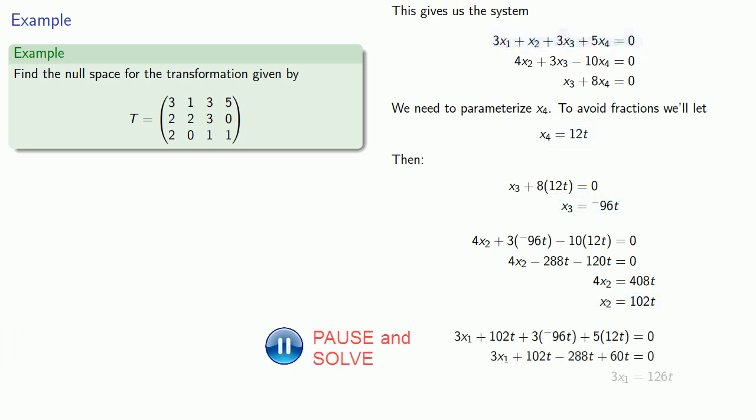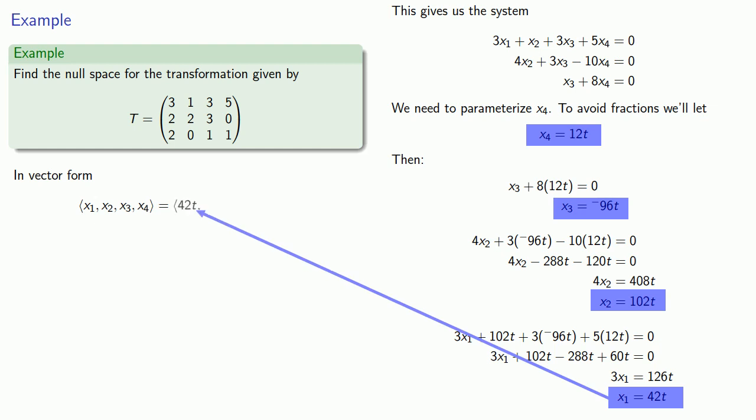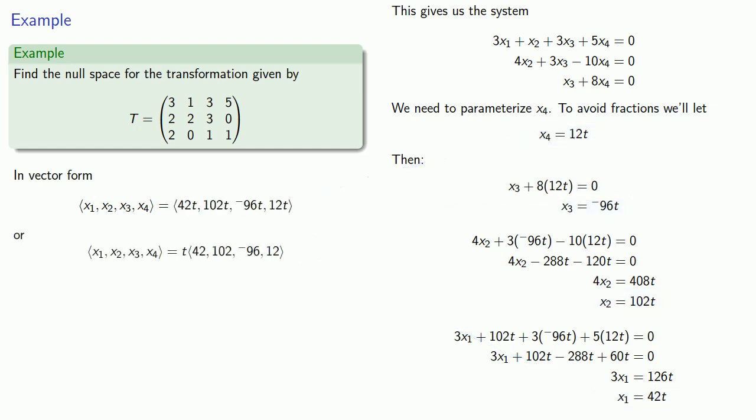And so remember that this transformation took vectors in R4 and sent them to vectors in R3, so the components of our vectors are going to be 42t, 102t, -96t, and 12t. So our null space is going to consist of all vectors with these components. And we can express that as some scalar multiple of some basic vector.